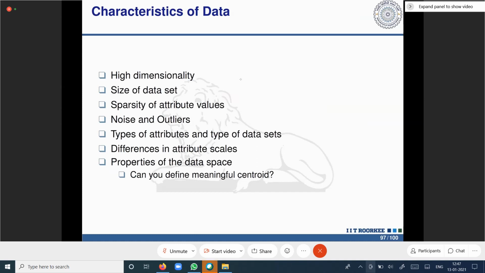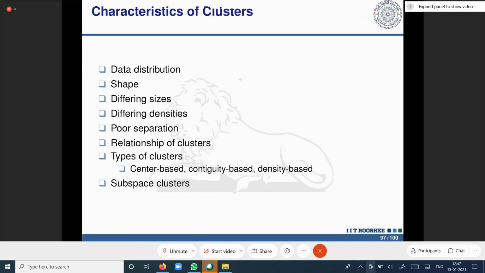Characteristics of data include high dimensionality, size, sparsity, noise, type of attribute, type of data set, and difference in attribute scales, so that we should scale, and then the property of the data space. Can you define a meaningful center? For example, if it is in k-dimensional space, then we can define a center. Otherwise, we cannot.